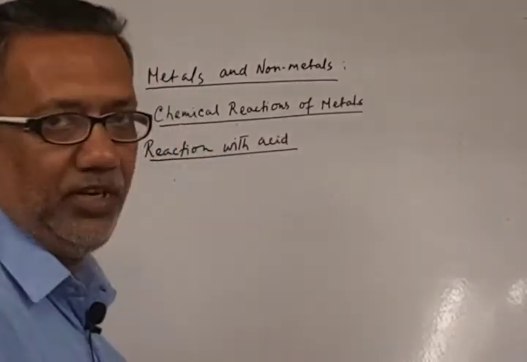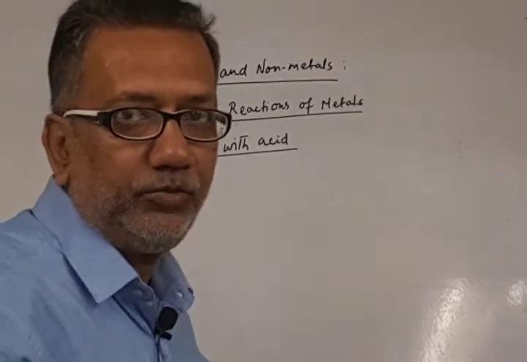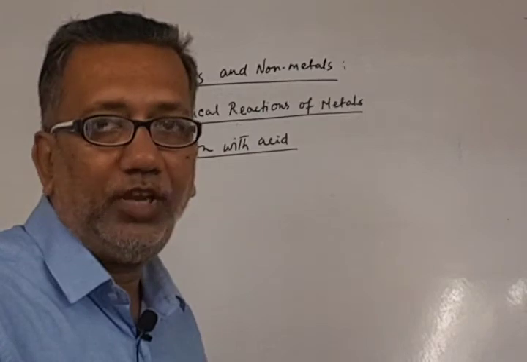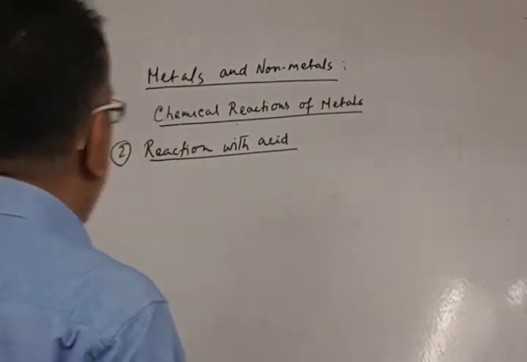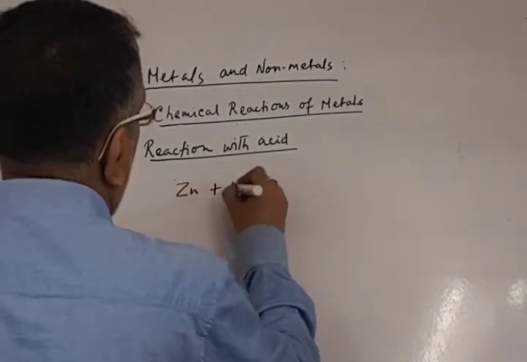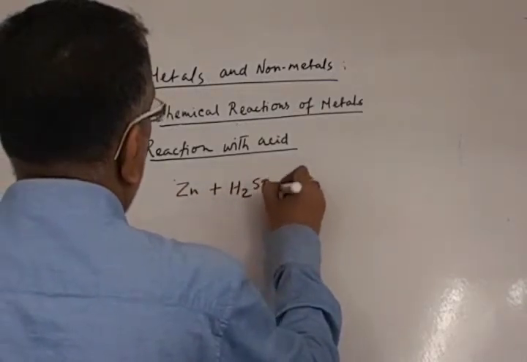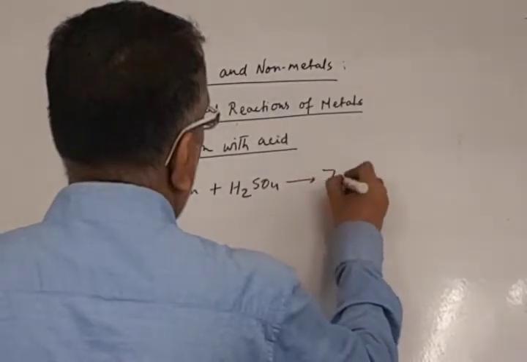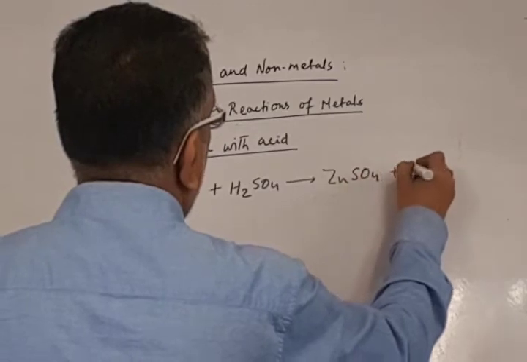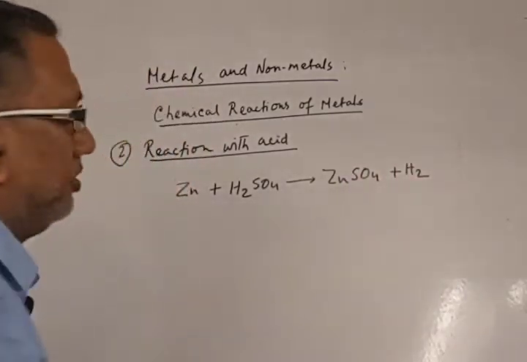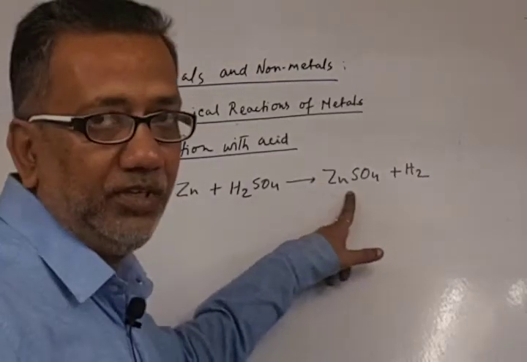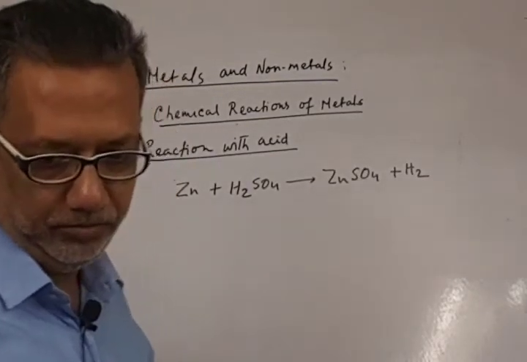In general, we find that a metal reacts with acid to form salt and hydrogen gas. Suppose we have zinc plus H2SO4, this gives zinc sulfate plus hydrogen. So here we are getting the salt, zinc sulfate, and hydrogen gas.